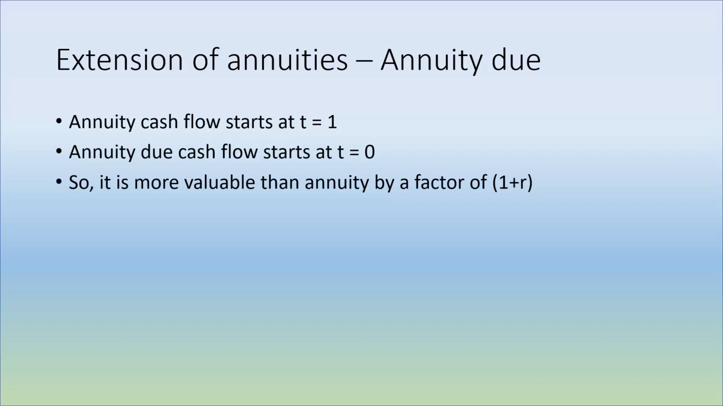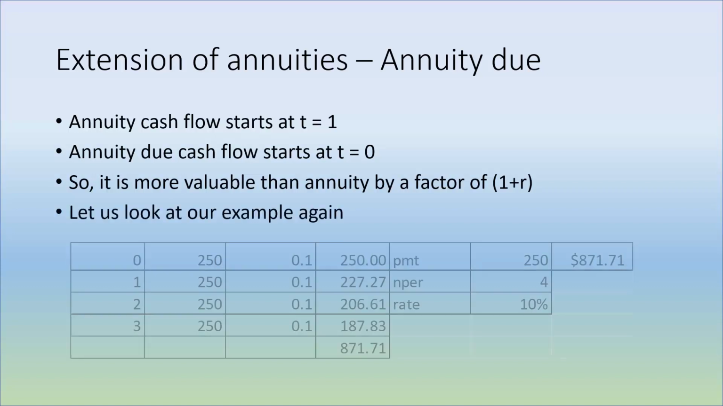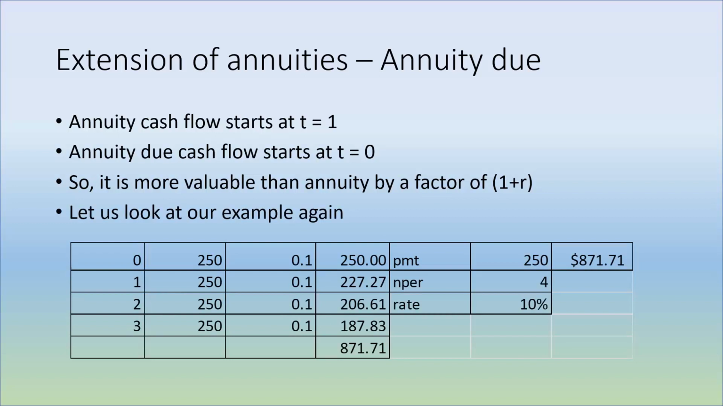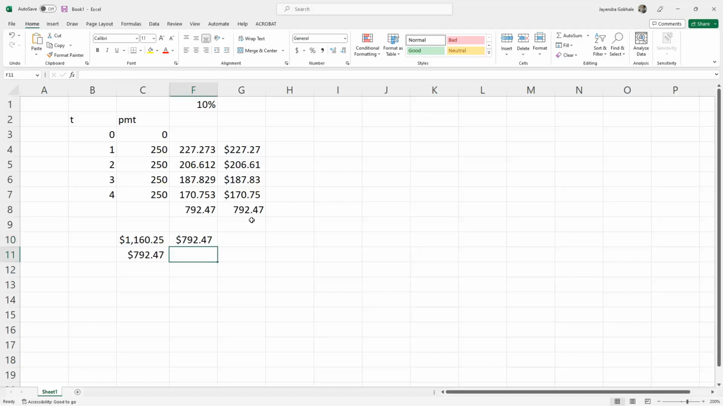So the annuity due and cash flow both start at the same time, t equals 0. Since the cash flow is available right away, annuity due is more valuable than annuity by a factor of 1 plus r. Now let's look at our example again. Instead of being available after 1 period, the cash flows are available right away.